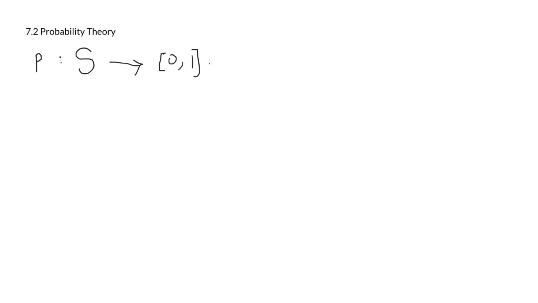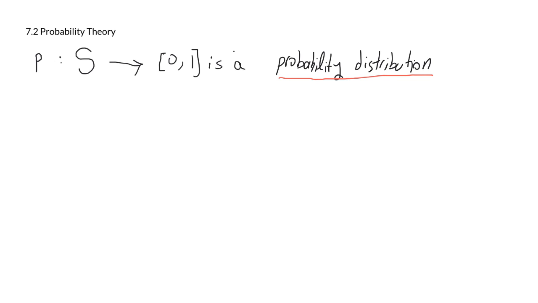Now we call p a probability distribution over S if p satisfies the following condition: that p(s), little s, is the number that p assigns to s, so that is the probability of s, and we want that the sum of the values of p at s over all the elements of S be exactly 1.